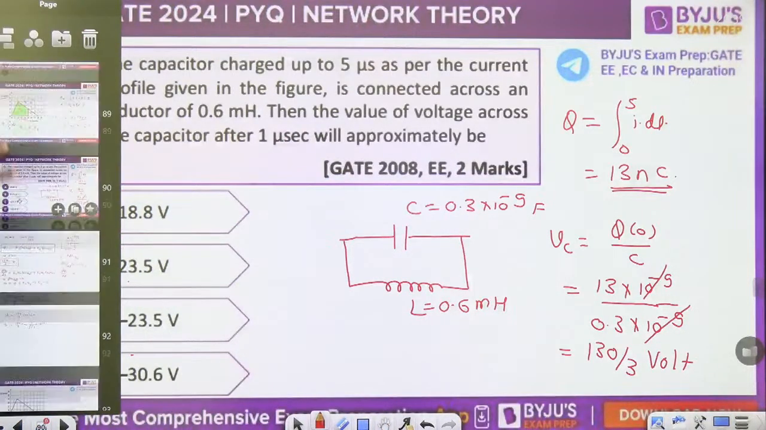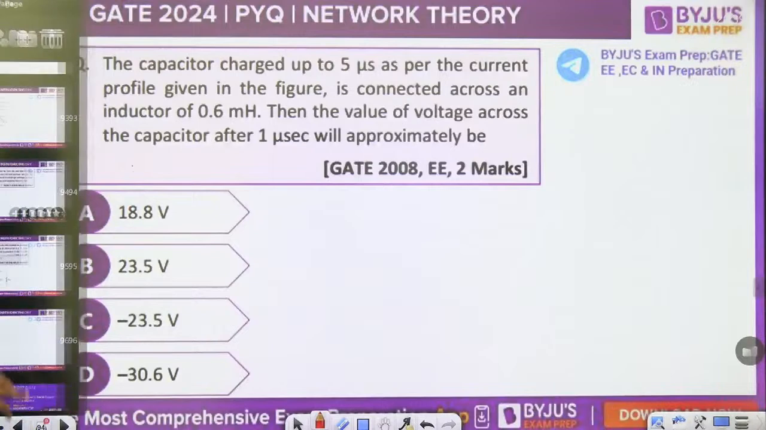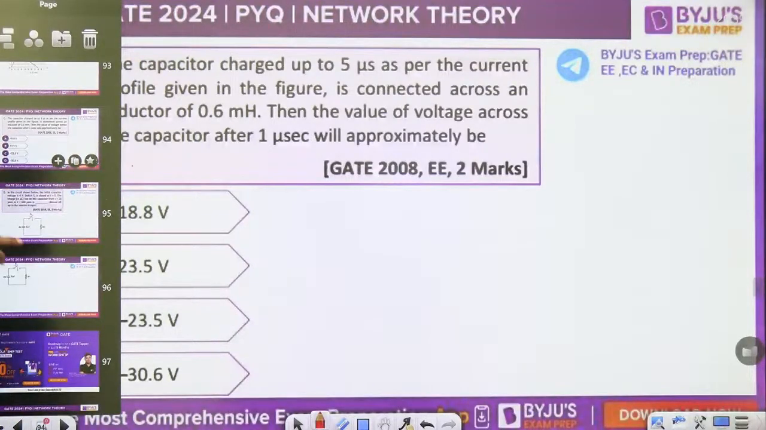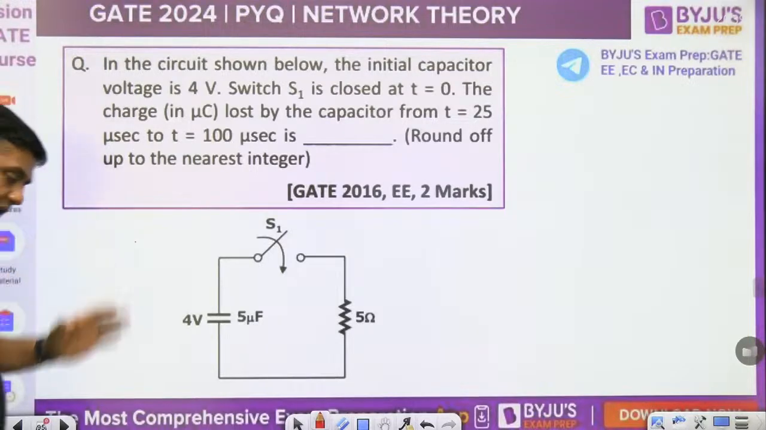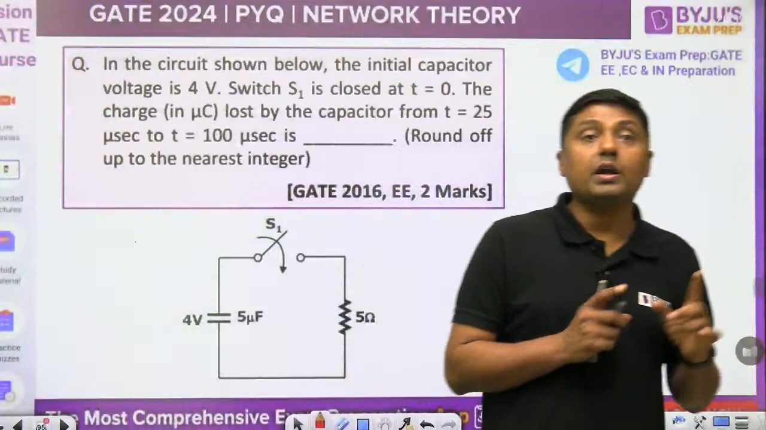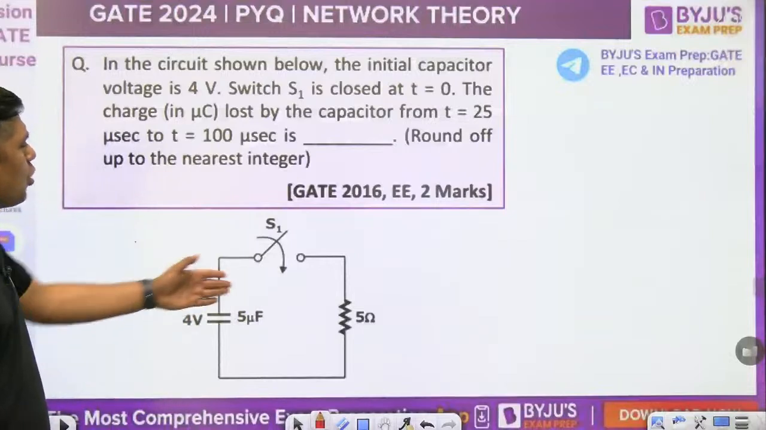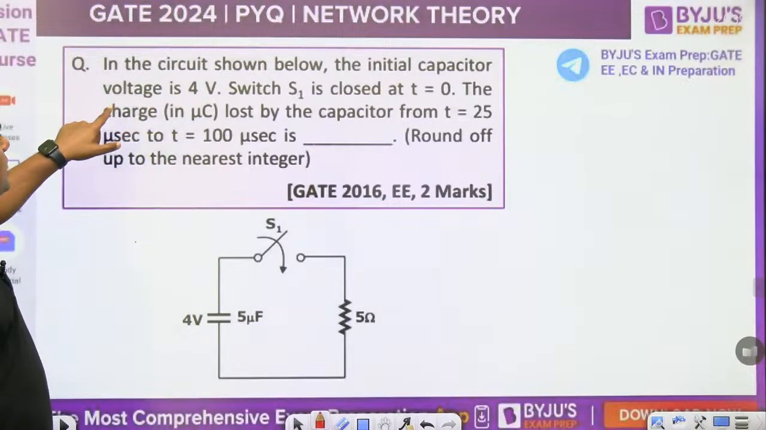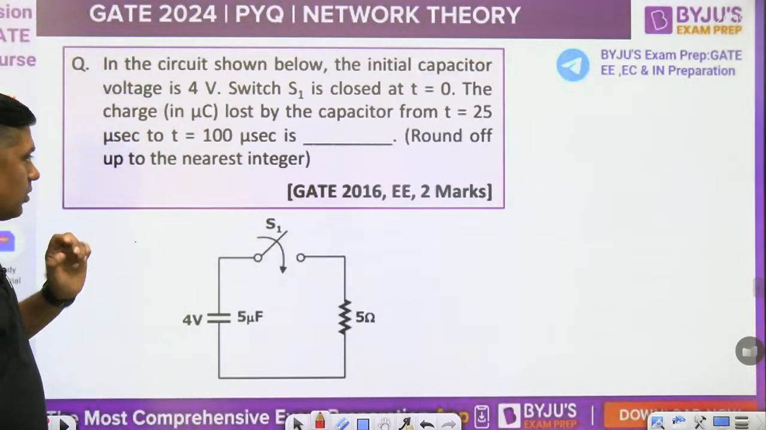Okay then. Next one. Already I have solved this question. Now, in the circuit shown below, the initial capacitor voltage is 4 volt. Switch S1 is closed at t equal to 0. The charge lost by the capacitor from t equal to 25 microsecond to t equal to 100 microsecond is asked. What is the charge lost? It is asked in this capacitor and resistor circuit. It is a source free response. Initial capacitor voltage is 4 volt. Switch S1 is closed.